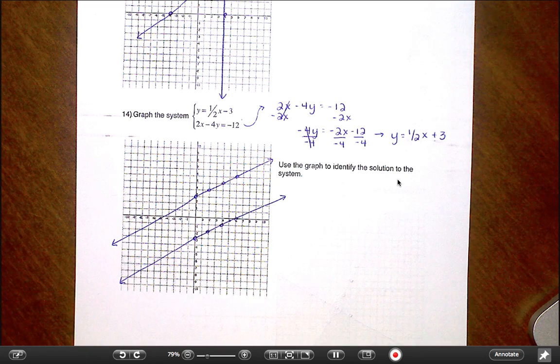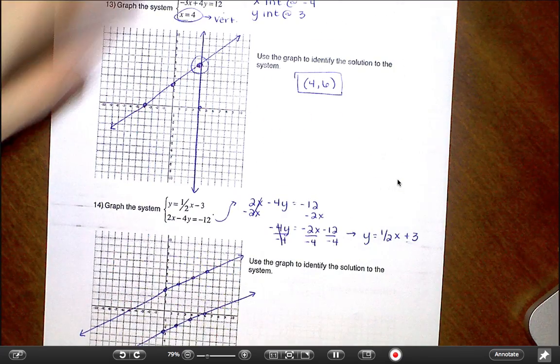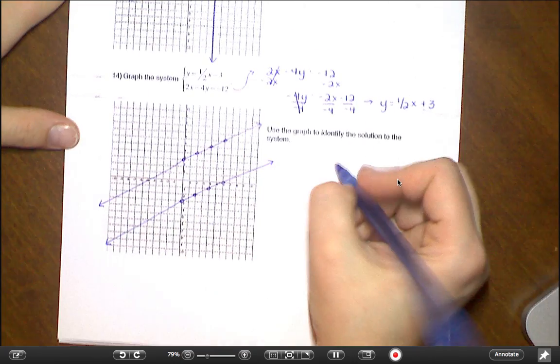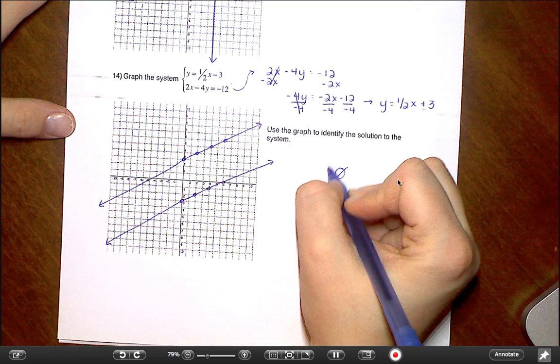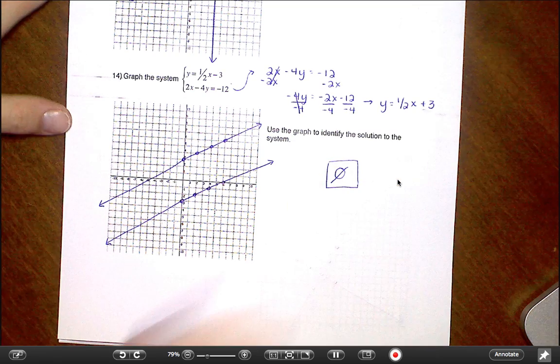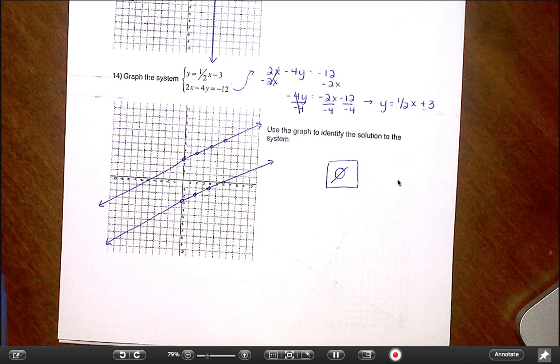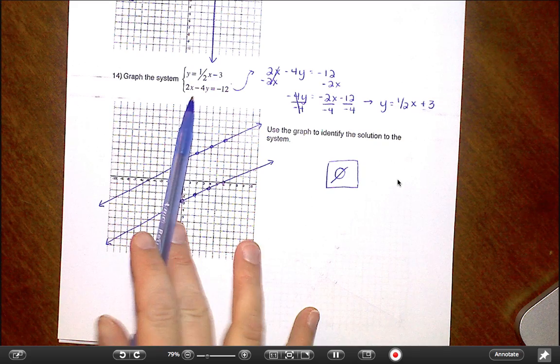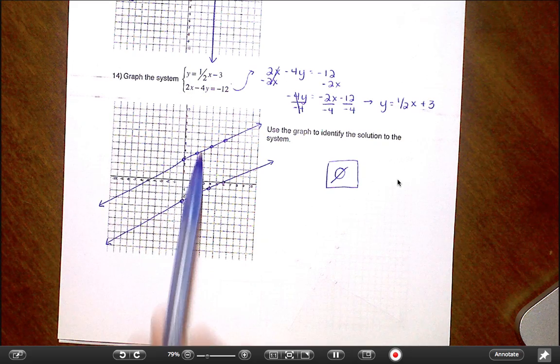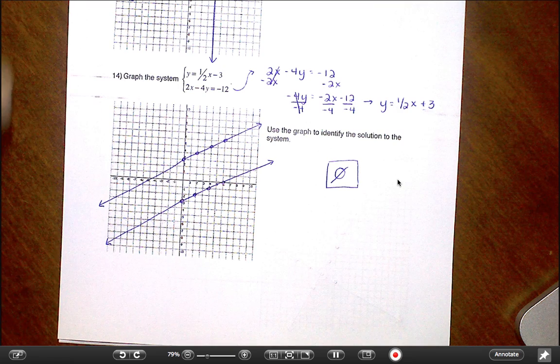So remember, what I'm looking for in terms of a solution is the intersection point. If you look back up at number 13, I was looking for the point where they cross. These two lines don't cross at all. This is a no solution system. We call that an inconsistent system because there's no place where these two lines are ever going to cross. This is one where if I set it up and solved it, I would get like 0 equals 5 or 6 equals 4. I would get two numbers with no variables that don't equal each other. So that's what a no solution system looks like graphically.